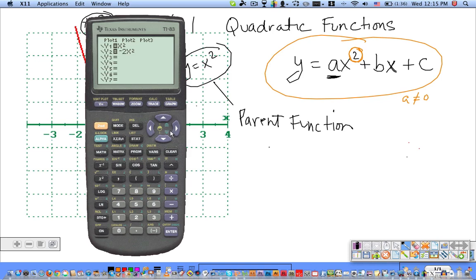So let's see what would happen if we put negative 8. In your mind, take a guess to see what would happen. Would it get wider? Would it get narrower? Would it go up? Would it go down? Well, the negative makes it go down, but what would the 8 do? Well, let's look. It made it narrower, right? So think about that number.